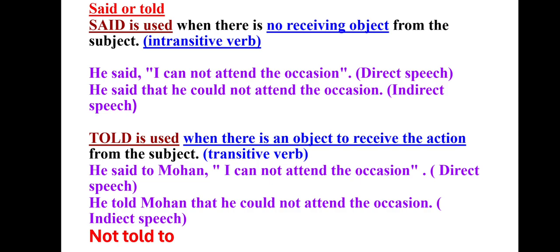They are talking about direct and indirect, but I'm telling you an example. He said, why is said used? You just have to focus on said. He said to whom? No, the object is not given. So he said, I cannot attend the occasion. He said that he could not. Here, you just have to focus on said.